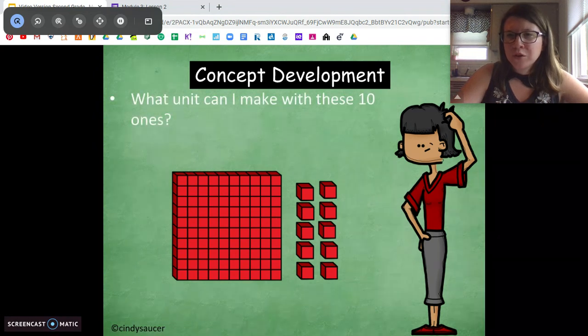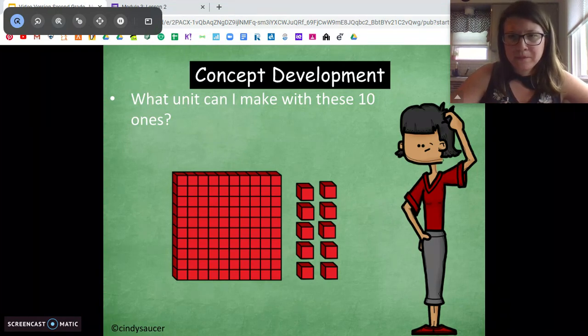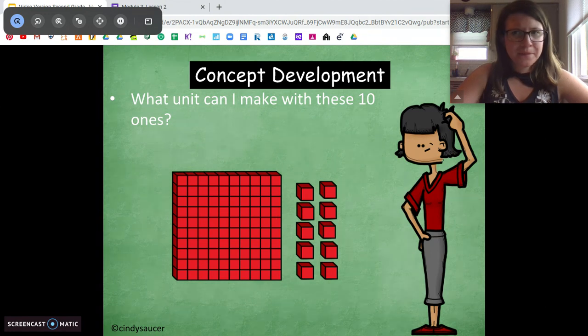What can you do, or what can I do with these 10 ones? What new unit can I make? Am I just going to leave those 10 ones just like that? What can we pile those into? What can we bundle those into? What can we make?